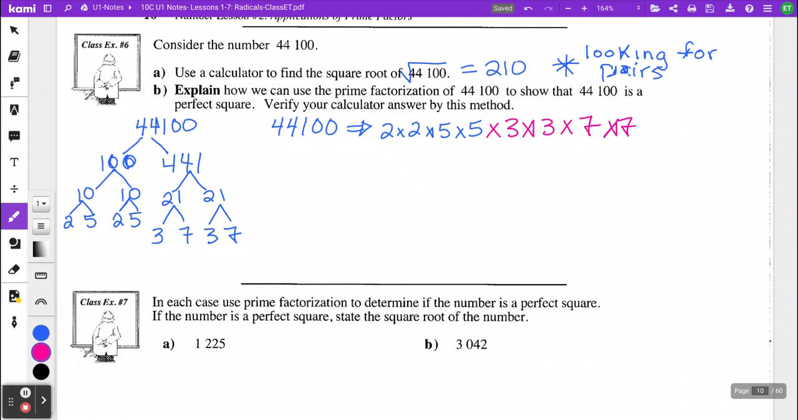Now I want to know, since it's the pairs, what the square root of 44100 is. I use one of each of the pairs. So I'm going to write a note. Use one of each pair.